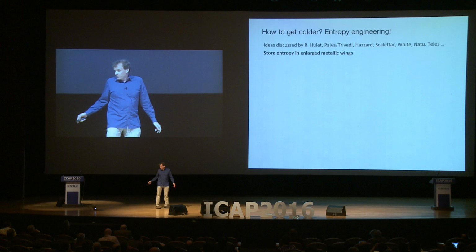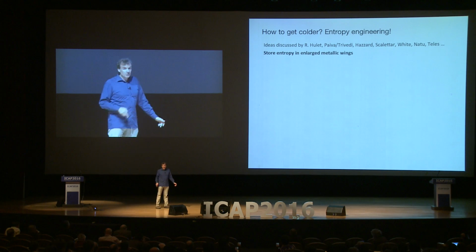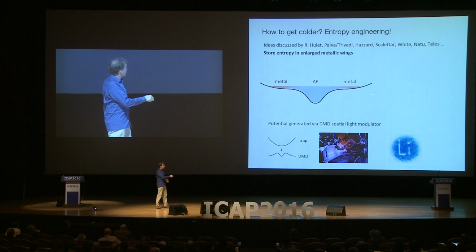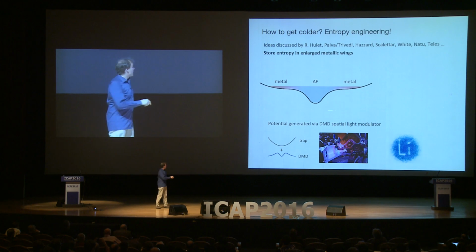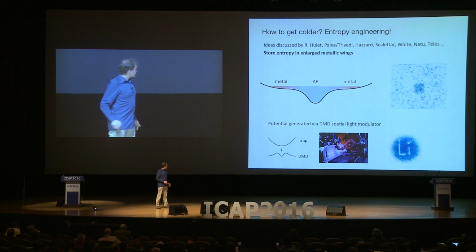Okay, well, is that it, or can we get colder? As Randy Hulet already told us in his talk, the idea is you could engineer the entropy. And so what we tried here is very similar to what he's also working on, that we create a more fancy potential here using a spatial light modulator, where we have metallic wings that can suck up a lot of entropy, and the core should then get colder. So let's see what happens if you try that. Here's a picture.